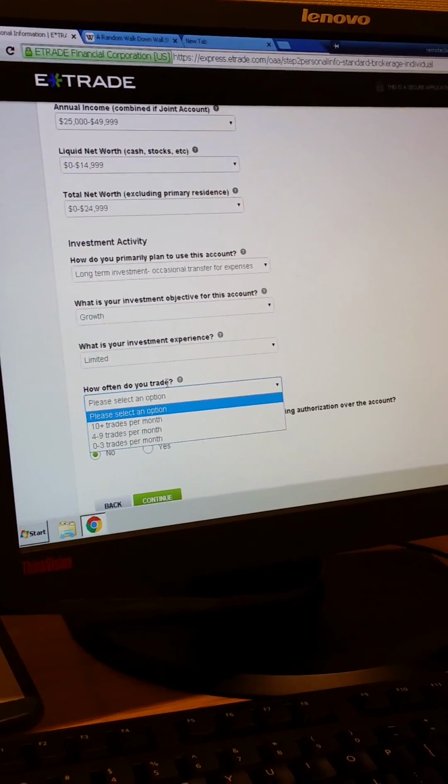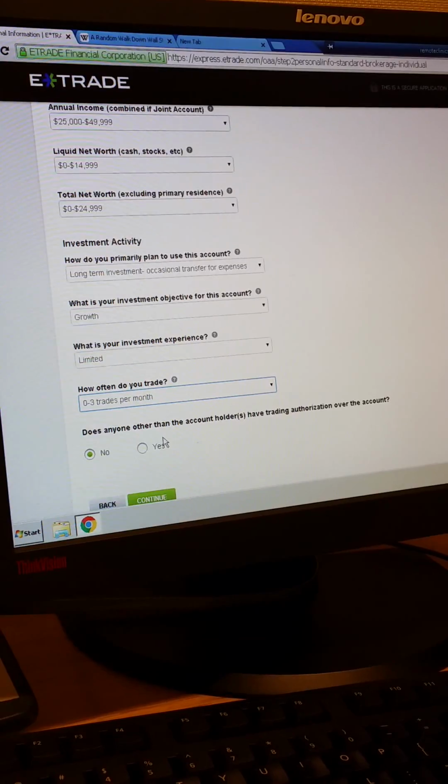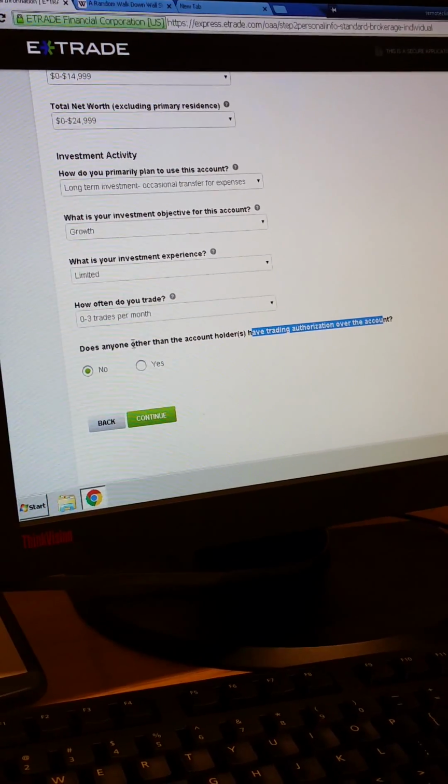I mean, one thing is that this place will charge a fee for every trade you do. So unless you have some really good reason to trade, it probably doesn't make sense to do it a lot. No one else's authorization, right? Yeah, no.